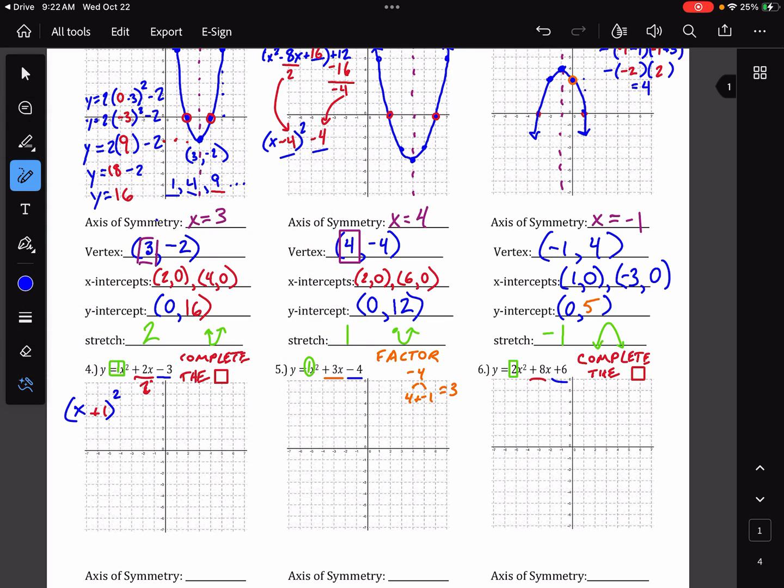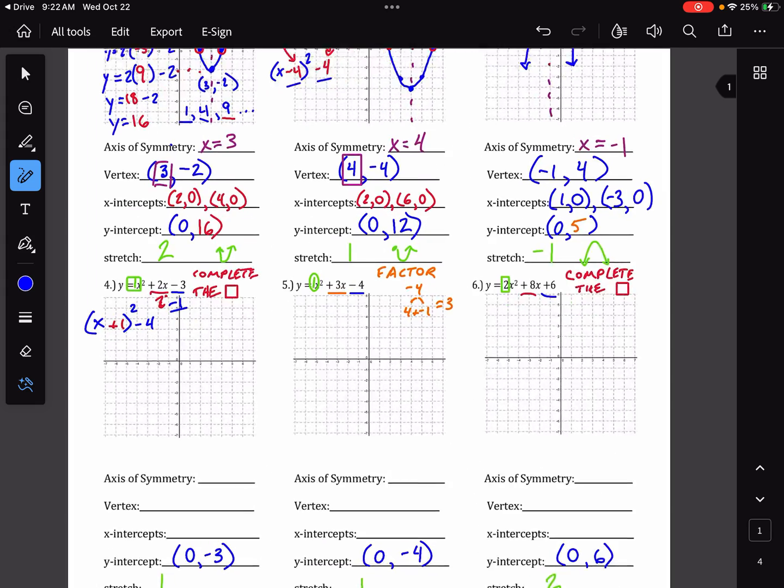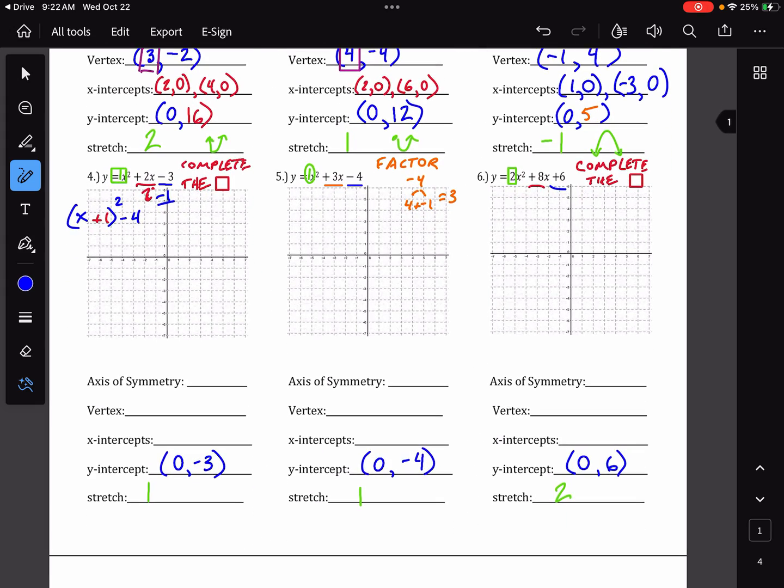Start filling out my vertex form there. Okay, then we need to work our way back up. 1 squared is still 1. We add it back in, but we have to subtract it. I skipped a step there. I didn't make my space, but negative 3 minus 1 gives me negative 4. Now we're in vertex form. Now we can finish this guy up.